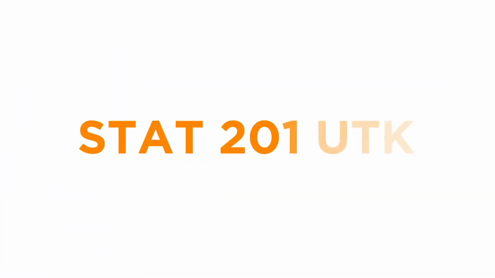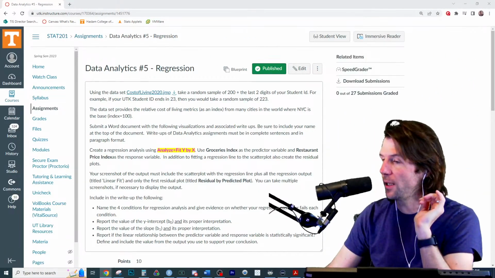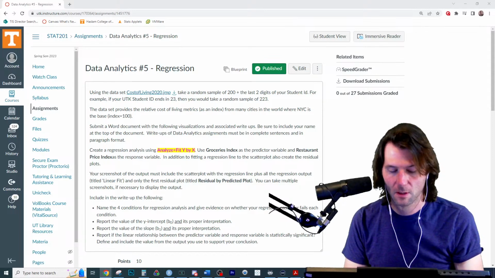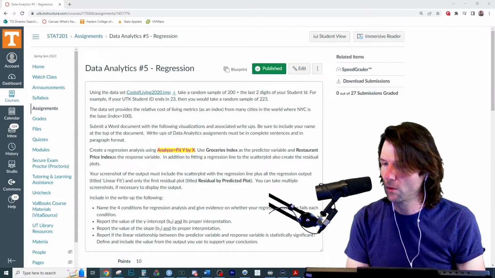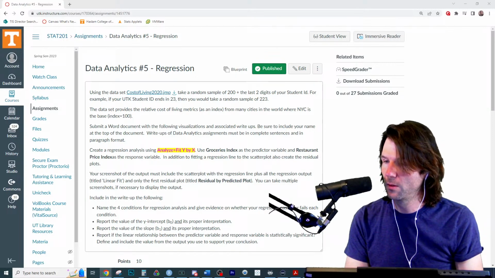It's time for some Canvas content. Canvas content number 5. Canvas content. Okay. A little canvas content here. Stat tool 1.